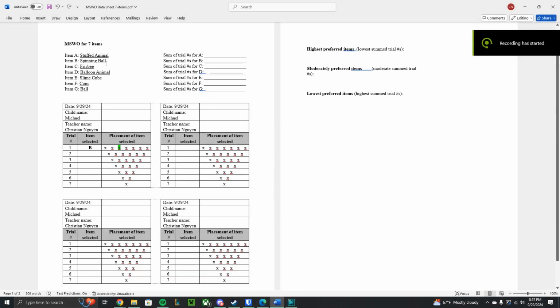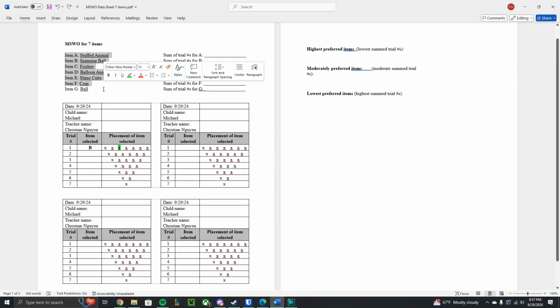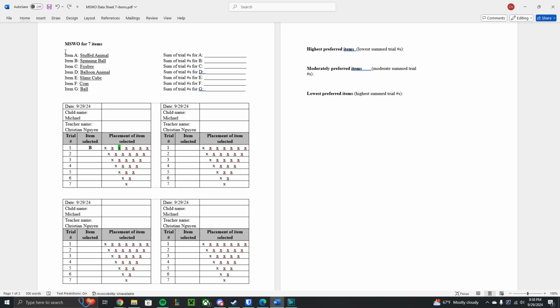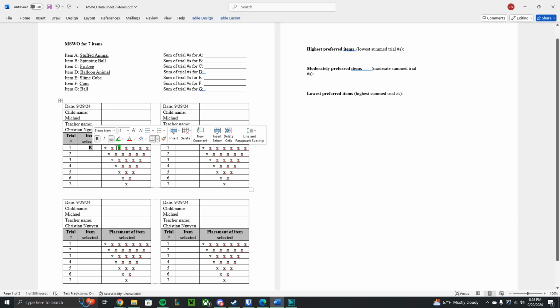On a side note, this is what a potential data collection sheet may look like. Here, information regarding the items used, names of individuals, and dates are shown. This should be filled out before conducting the assessment. And to reiterate, trial data should be recorded at the moment the selection of an item is made. For the first trial, I recorded the item selected and the location of where the item was in the array.